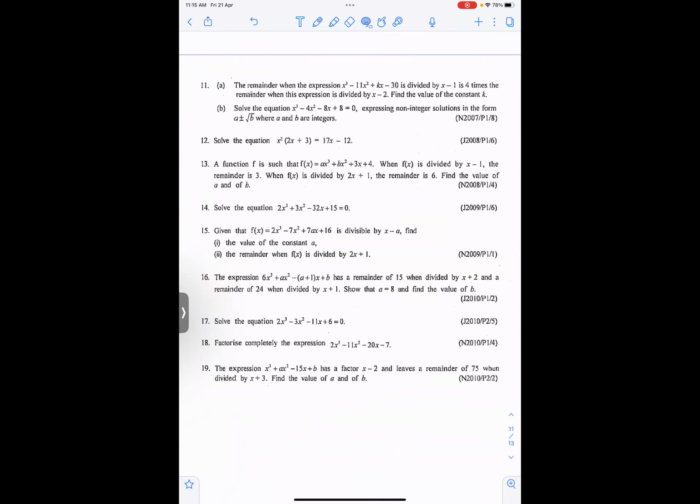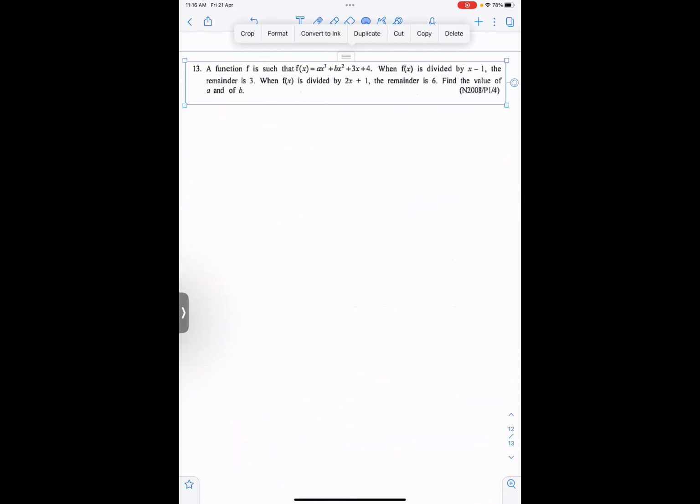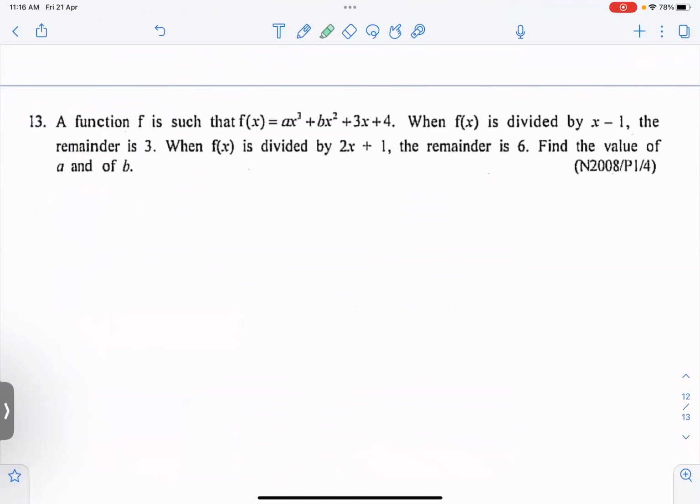Okay, I'm doing question number 13. A function is such that f of x equals ax cube plus bx square plus 3x plus 4. When f of x is divided by x minus 1, the remainder is 3. That means you substitute the value of x that makes x minus 1 equal to 0. The value of x is 1. Substitute x equals 1, the remainder is going to be 3.